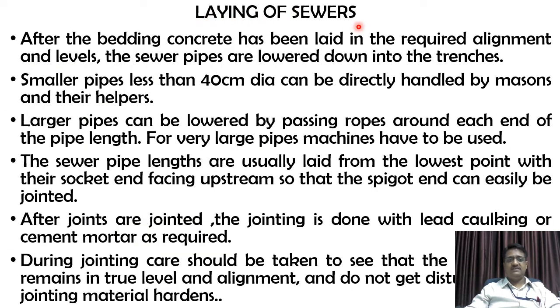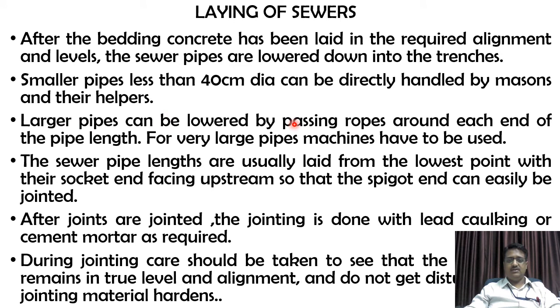Now, laying of sewers. After the bedding concrete has been laid in the required alignment and levels, the sewer pipes are lowered down into the trenches. So once everything is done, the pipes are being lowered down into the trenches. Smaller pipes less than 40 centimeters diameter can directly be handled by masons and their helpers. So whenever the diameter is less, the laborers themselves can handle, carry and insert those pipelines into the trenches.